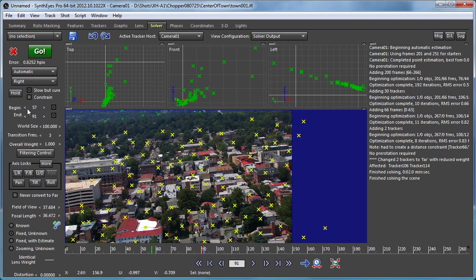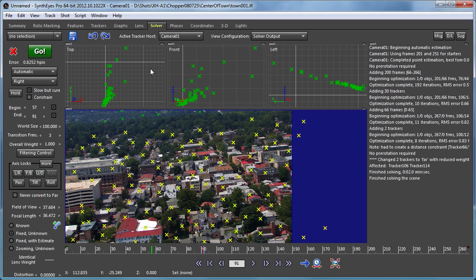And I'll point out that you want to pick frames here where there are many trackers in common between these two frames, because the only trackers that can be used are ones that are visible in both of those two frames. So if you pick some frame at the beginning of the shot, some frame at the end of the shot, and during the shot the set of trackers is completely changed over, then you're going to get an error message from Synthize saying that there aren't any trackers in common between those two. So there's a little thought that goes into that process.